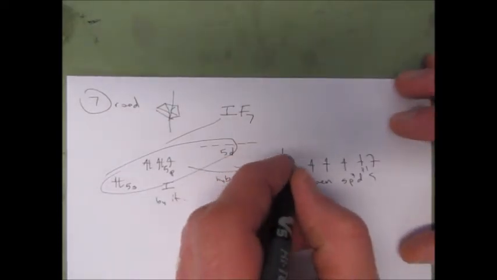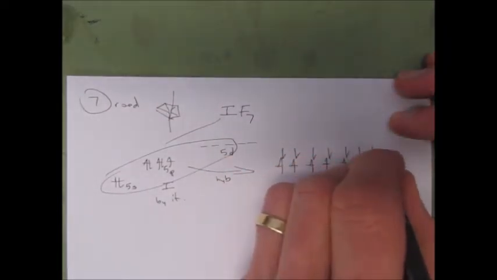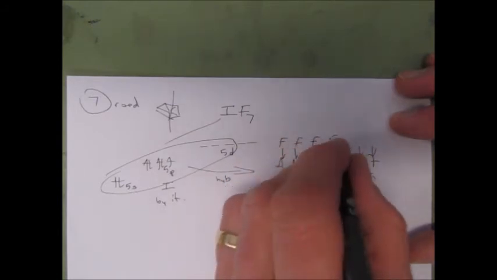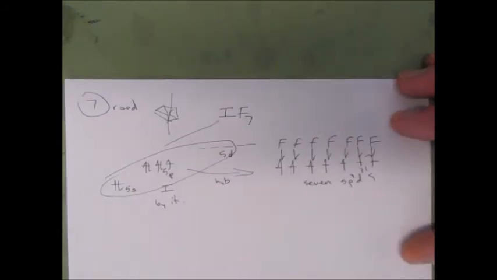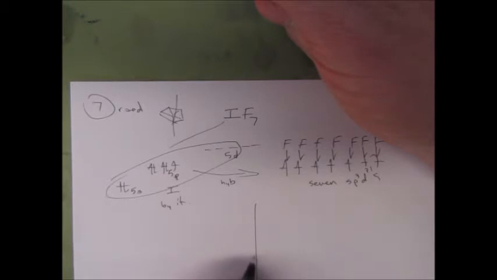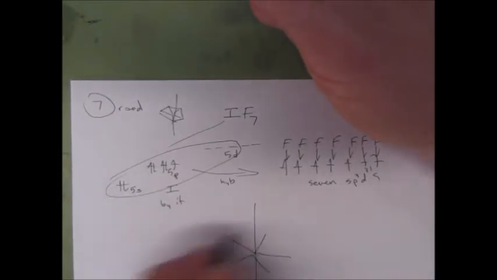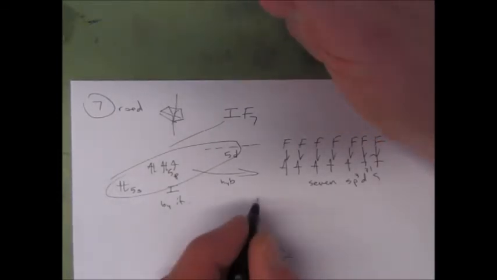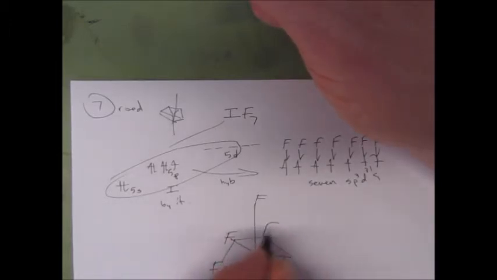And then fluorine. Fluorine will do this. 7 regions of electron density. So we're going to go 1, 2, 3, 4, 5. It's sort of in a plane, pentagonally around it, right? And this is going to be called pentagonal bipyramidal, and that's the electronic geometry. That's kind of a rare one.